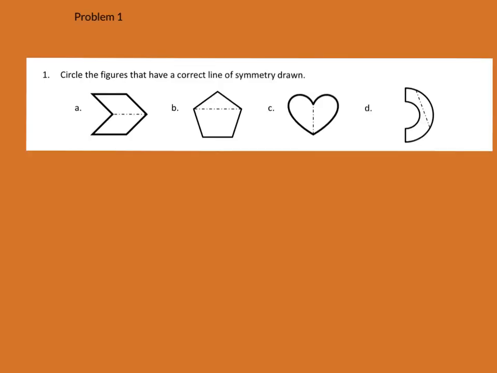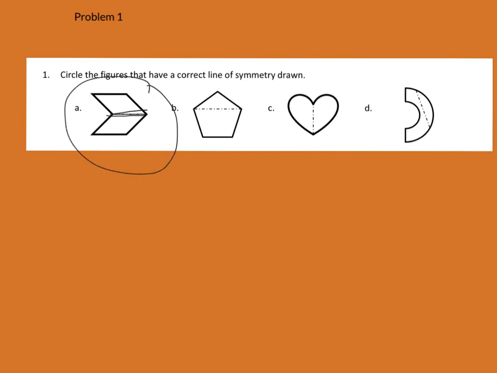Our first problem is asking us to circle the figures that have a correct line of symmetry drawn. So, looking at figure A, we can see that the line of symmetry is drawn right here. Now, if we draw a line down our first figure, where the line of symmetry is, we can see that this object and this object are mirrors of each other. So this one would have the correct line of symmetry drawn.